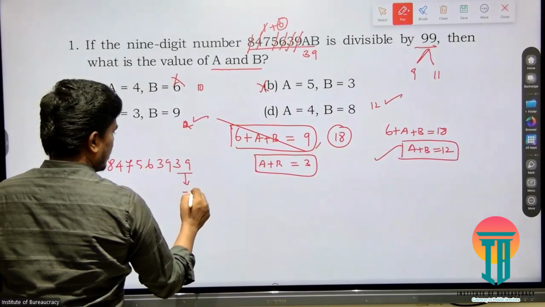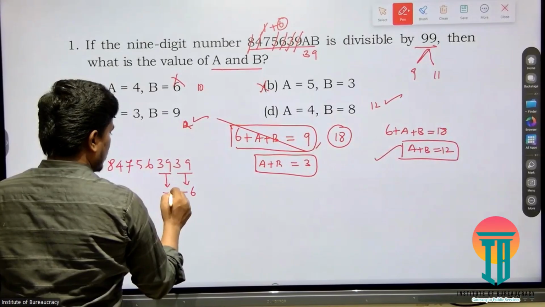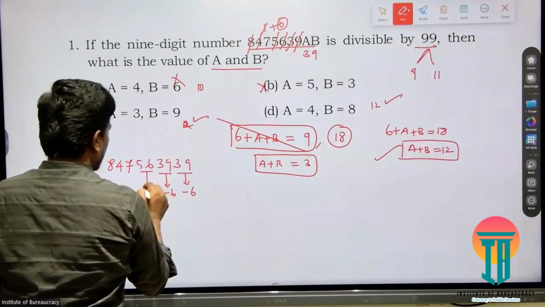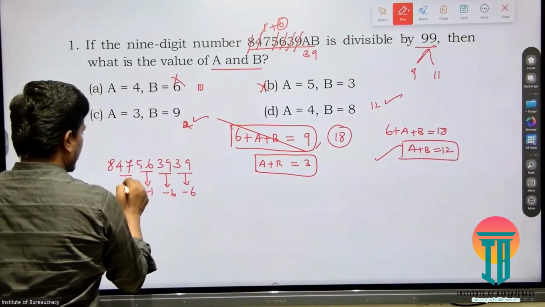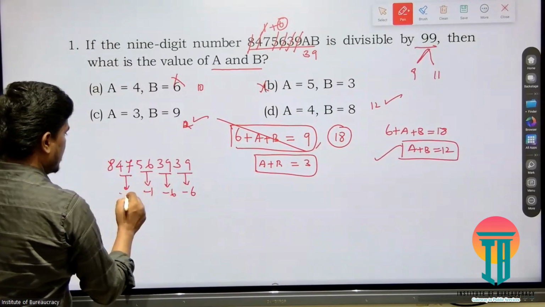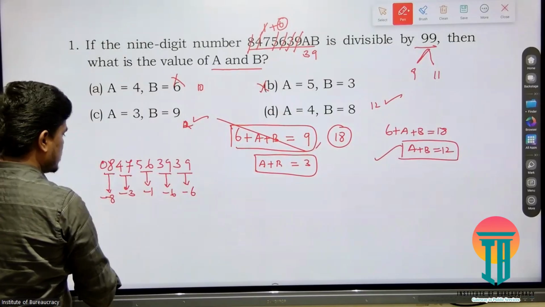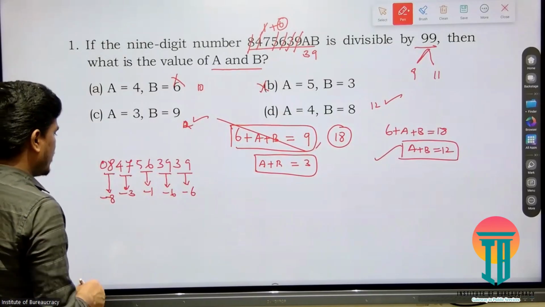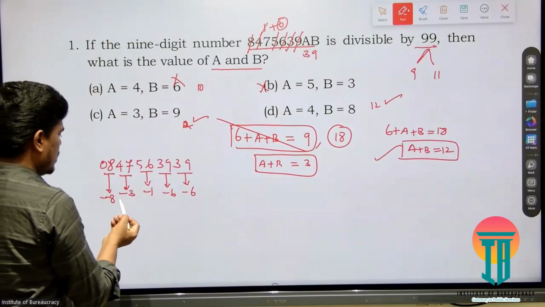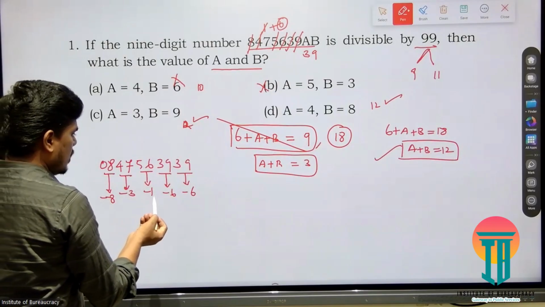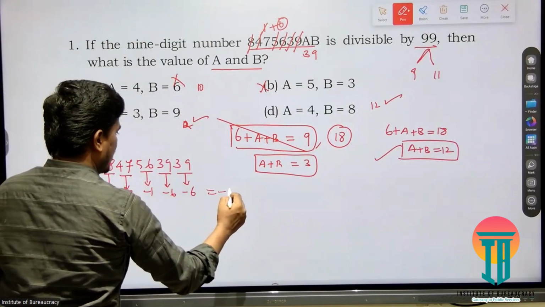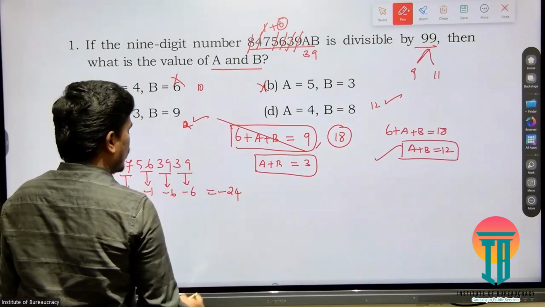It's going to be minus 6, minus 6, minus 1, minus 3, then minus 8. So all are minus. If you add all, then it is going to be 11, 12, 24. You are getting minus 24.